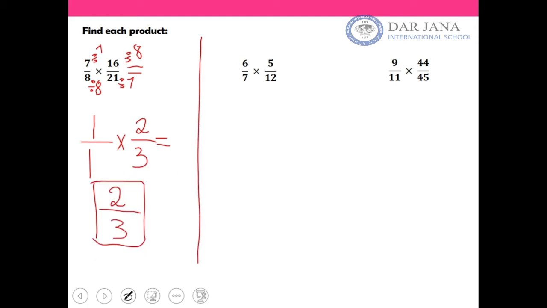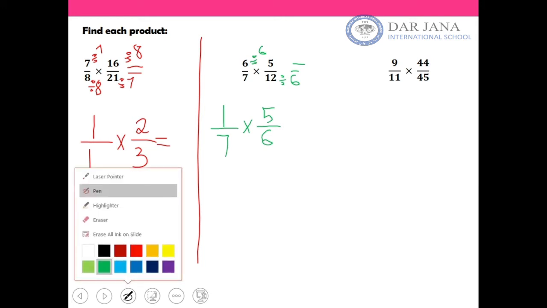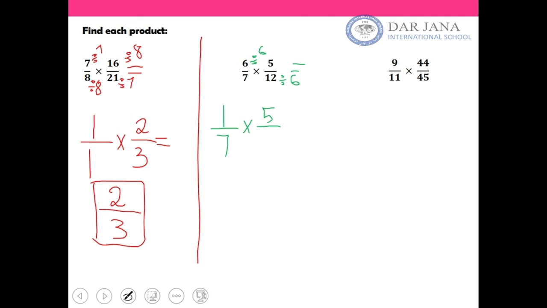I'll take another example. 6 out of 7 times 5 out of 12. I can simplify 6 and 12 by 6. So it's going to be divided by 6, divided by 6. 5 and 7, I cannot do any simplification with them. I rewrite the fractions. So 6 divided by 6, it's 1. Sorry, 12 divided by 6, it's 2. We need to be very careful in here. So 12 divided by 6, it's 2.